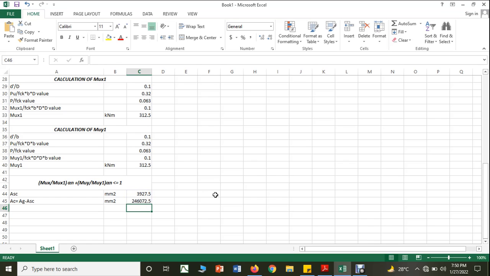So that will be my area of the concrete now. Area of concrete will be 500 into 500 minus this value. Once I get this, my aim is to calculate the PUZ value, which will be in kilonewton again. So what is that PUZ value?